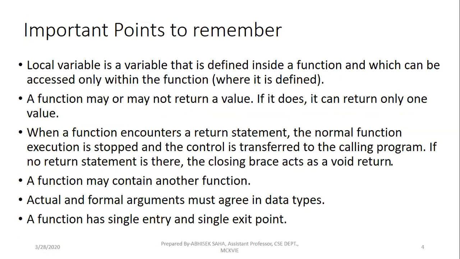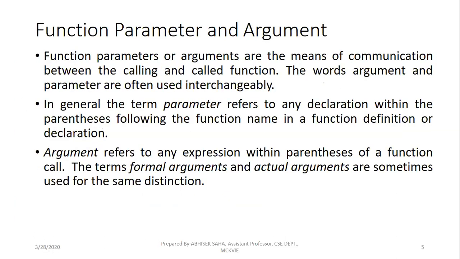A function may contain another function. Actual and formal arguments must agree in data types. I will explain the meaning of actual and formal arguments in the example. A function has a single entry and single exit point. When you have entered into the function, you cannot exit and re-enter. One single entry and single exit point for the function.